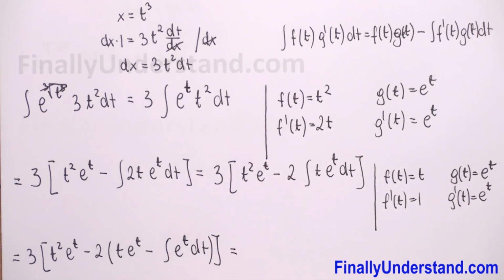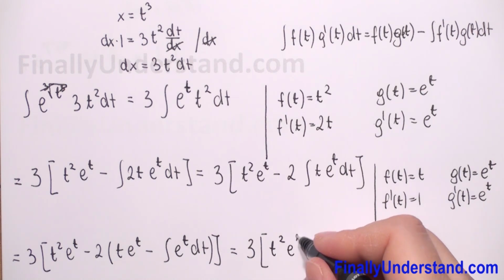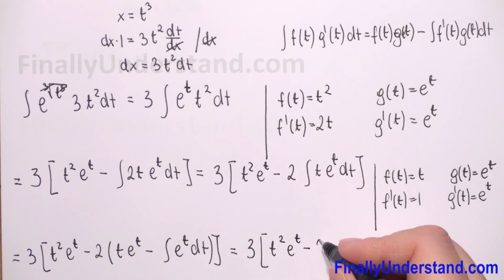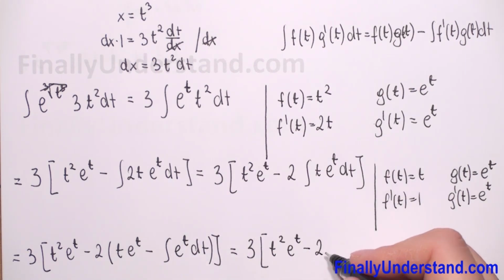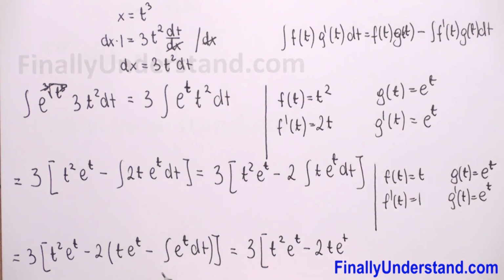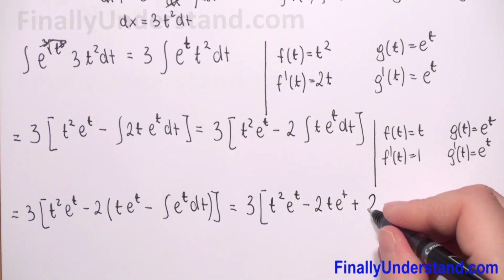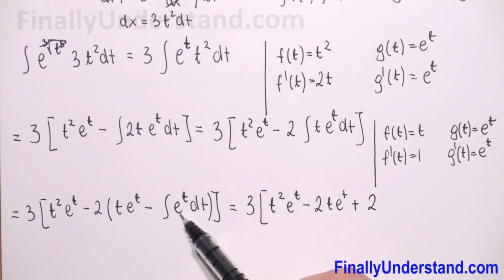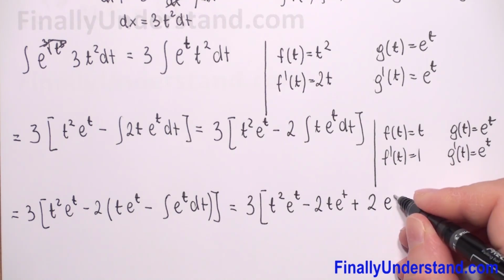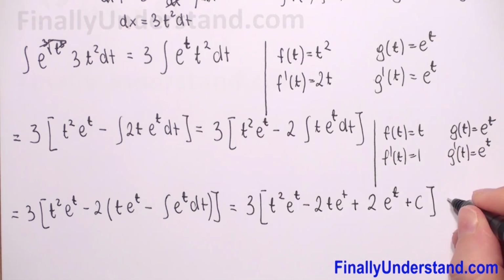So this is equal to, we have 3, and in brackets we will have t squared e to the power t minus 2, we can multiply by 2 the expressions in parentheses, so it will be t e to the t, negative and negative give us positive, and we will have 2 times the integral of e to the power t, which is still e to the power t. We have to add a constant, of course, so this is equal.